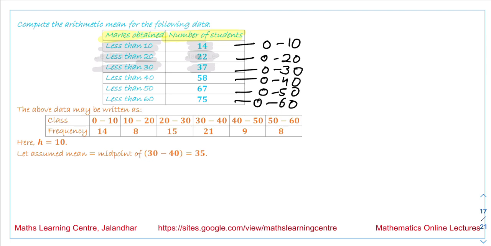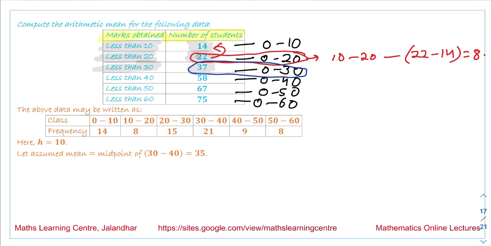So now if we have to calculate the number of students having the marks 10 to 20, the answer will be 22 minus 14, that is equal to 8. We are subtracting this value from this. We are saying the students having 0 to 20 marks is 22, and the students having 0 to 30 marks is 37.